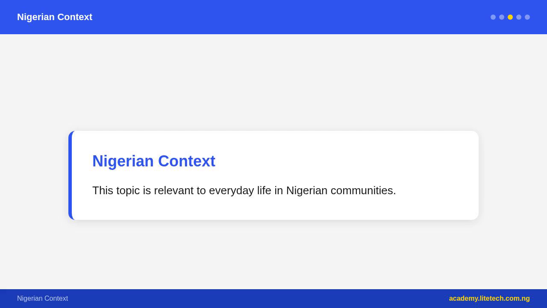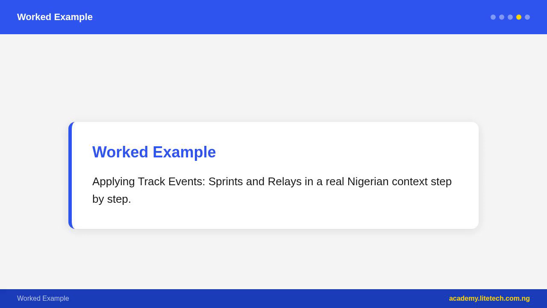Long-distance events. 5000 m and 10,000 m. Endurance events run over multiple laps. East African nations, Kenya and Ethiopia, have dominated these events globally. Nigeria has produced some good long-distance runners. 3000 meter steeplechase combines running with jumping over hurdles and a water jump.